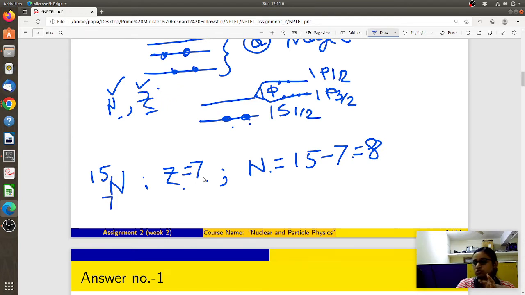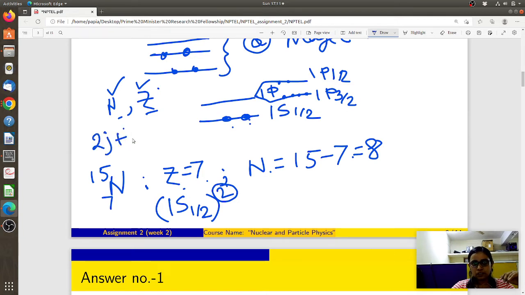If I write the shell model structure here, it can be written as 1s 1/2 superscript 2. Why is it 2? The 2 is the number of nucleons placed in that energy level, and it is nothing but 2j plus 1. For 1s 1/2, j is 1/2, so 2 times 1/2 plus 1 gives 2. So for the 1s 1/2 energy state a maximum of 2 nucleons will be there.